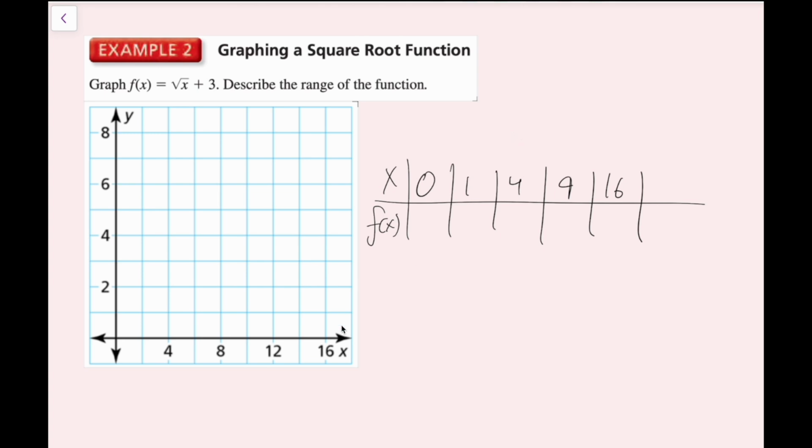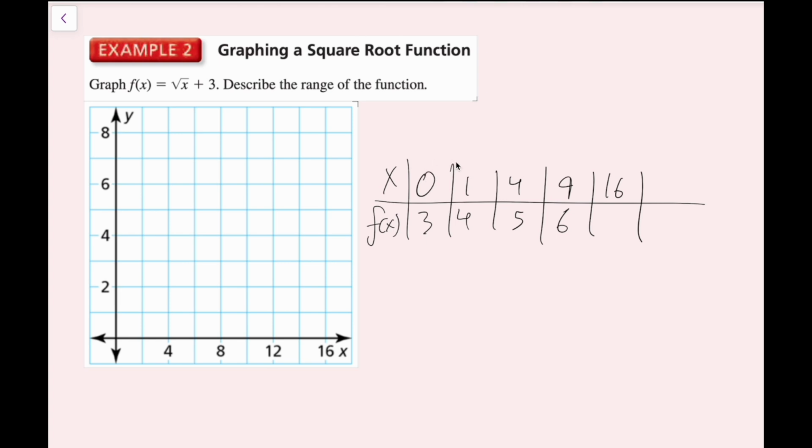And I noticed that for my graph, 16 is how high the graph goes for the x, so I'm going to stop there. But you could go 25, and then 36, and so on. Anyway, now I'm going to plug these into my function and get my output values for f of x. Well, the square root of 0 is 0, and then plus 3 is 3. And then here, the square root of 1 is 1, plus 3 is 4. The square root of 4 is 2, plus 3 is 5. The square root of 9 is 3, plus 3 is 6, and you can kind of see the pattern here.